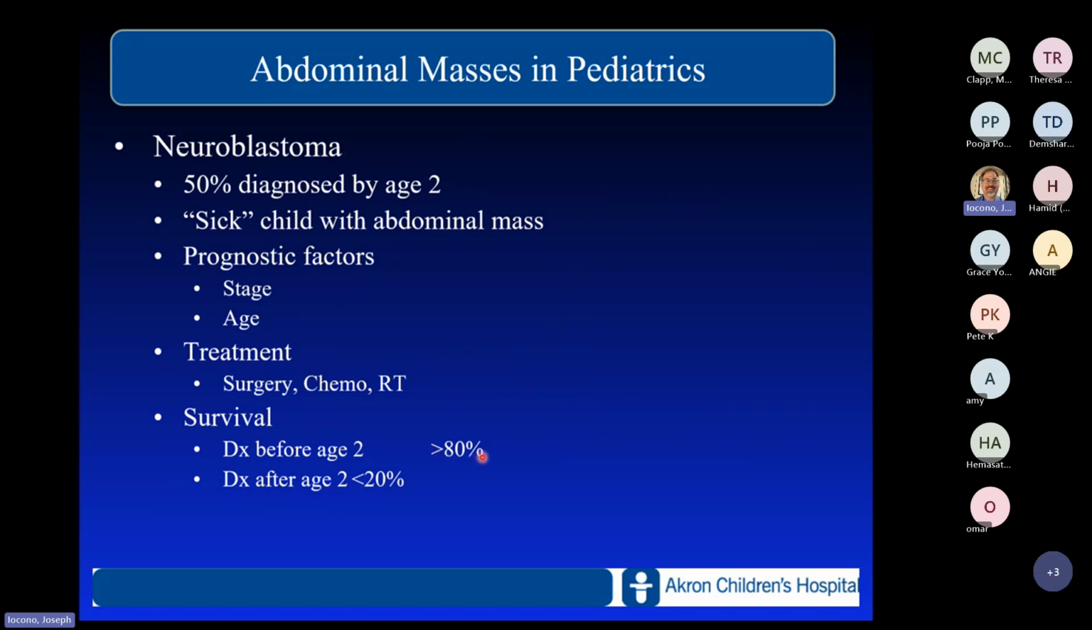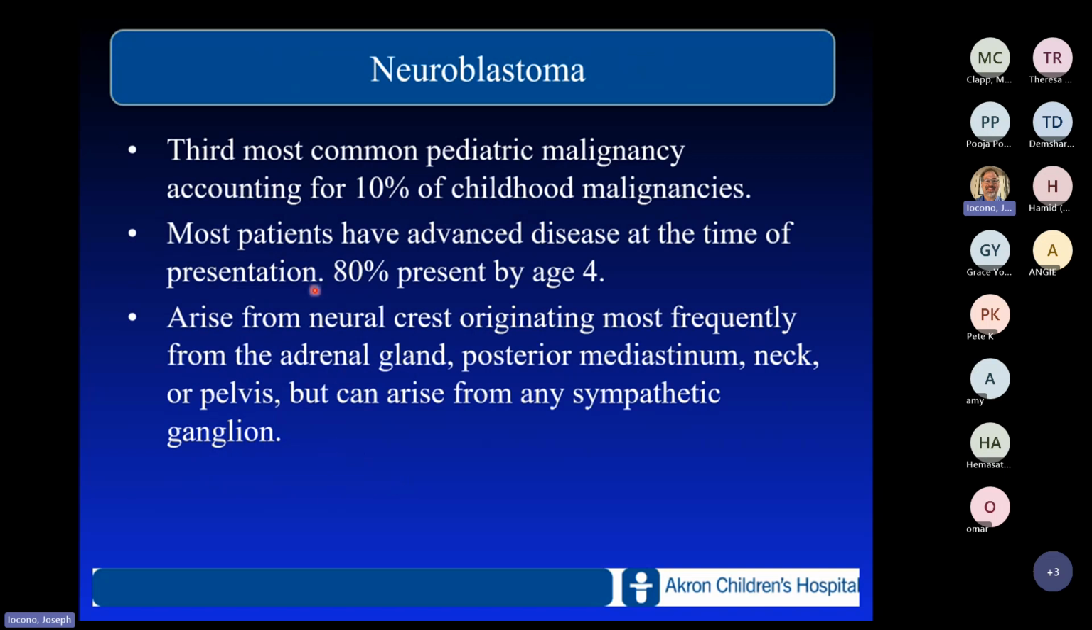Survival is dependent on age at diagnosis. If you diagnose these before age 1, it's great. Before age 2, it's still good. After age 2, it's horrible. Okay. And it's just because it's had time to grow and metastasize. It's the third most common pediatric malignancy, and the first 2 are leukemia and lymphoma. So most patients have advanced disease at the time of presentation. If they have neuroblastoma, they're going to either present by age 4 or they're going to die. If it's true neuroblastoma, they're going to die before age 4. It arises from neural crest cells.